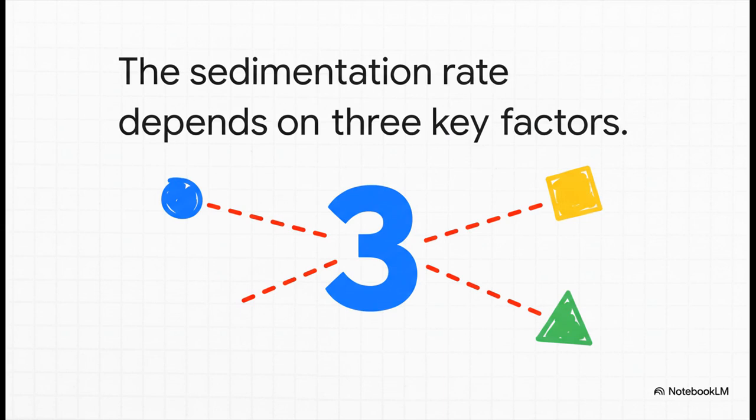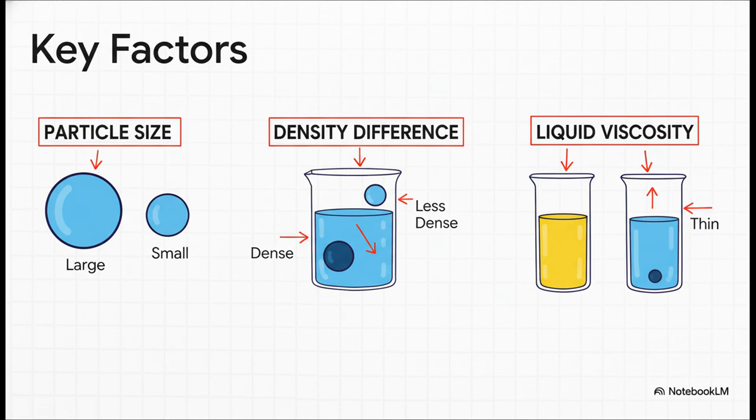And what's really cool is that this whole thing, which seems pretty complex, right? It all just boils down to 3 key factors. If you get these 3 things, you've pretty much mastered the entire principle. So what are they? First up, we've got particle size. Makes sense. Then there's the density difference. Basically, is the particle heavier or lighter than the liquid it's floating in? That difference is what gives gravity something to work with. And finally, liquid viscosity, which is just a fancy way of saying how thick or thin the liquid is.